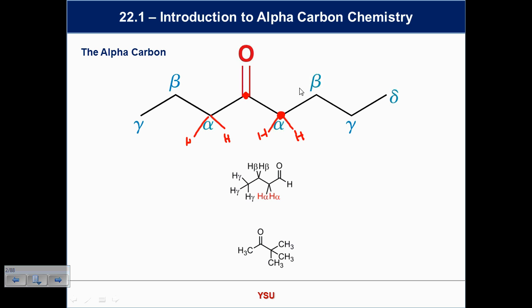Beta, why is beta too far away? Why does beta not work? You cannot delocalize into the double bond. You cannot use the double bond's electron withdrawing ability if you deprotonate at the beta position. Certainly with gamma, way too far away, delta, way too far away. So it's all about now the alpha carbon. That's what 22 is all about, alpha carbon chemistry.